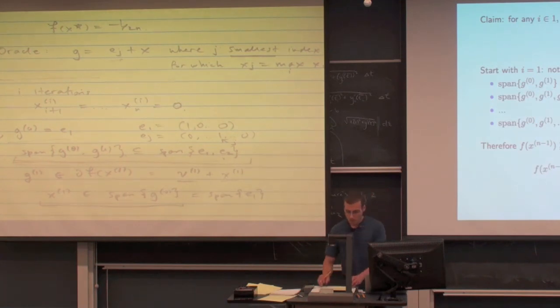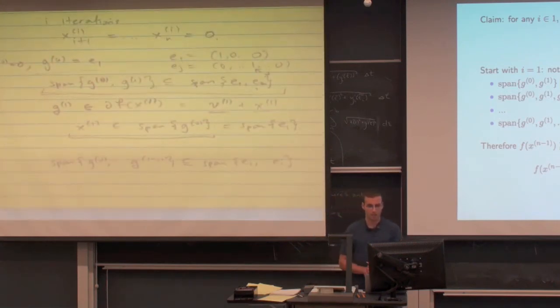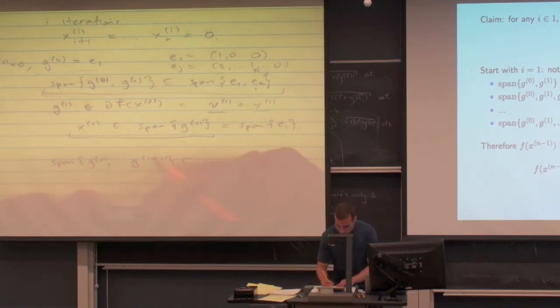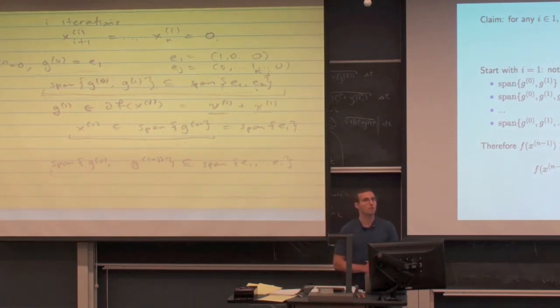Now if I continue that logic, I can argue that after any number of iterations, the span of the first i minus 1 subgradients that I see is contained in the span of the first i basis vectors. And because any first order method updates in this span, it has to be 0 for components i plus 1 through n. That's why this claim right up here is verified.